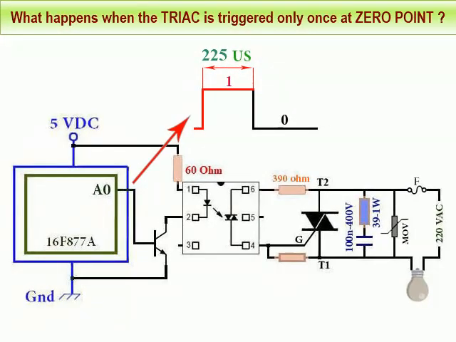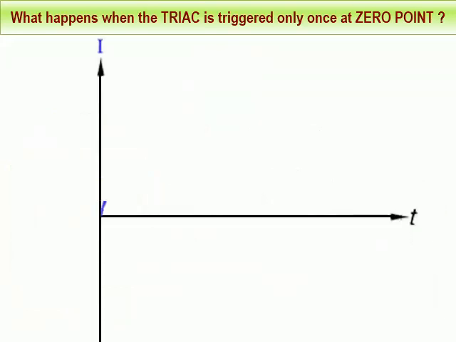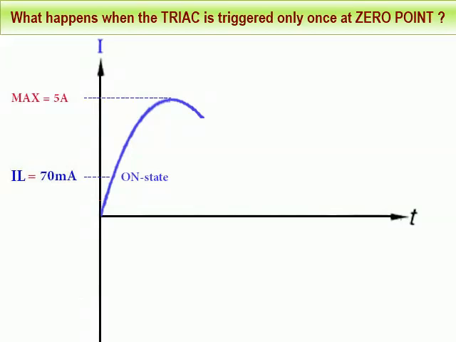So, in order to trigger the TRIAC only once, the microcontroller sends the 1 for 225 microseconds, then sends the 0 immediately. Now, here's what will happen when triggering the TRIAC at 0 point just once. The current increases from 0, when it reaches the value of IL, 70 mA, the TRIAC enters the on state. It is now conductive in spite of the microcontroller output A0 equals 0 and the triggering signal is not present. The current continues to increase until it reaches the maximum value of 5 ampere, then begins decreasing towards 0.